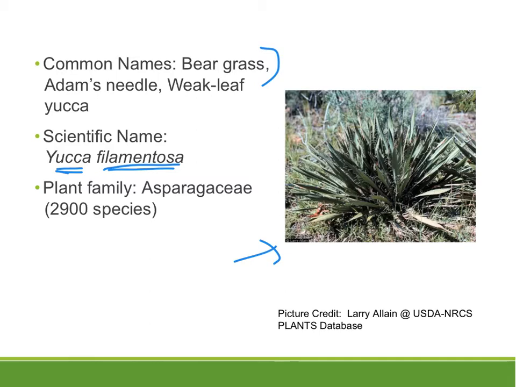If we go up one level in the hierarchy, we would go to the plant family it belongs to, which has this Latin-based name of Asparagaceae. And in that family, there are 2,900 species, many, many more, but there's only one Yucca filamentosa.